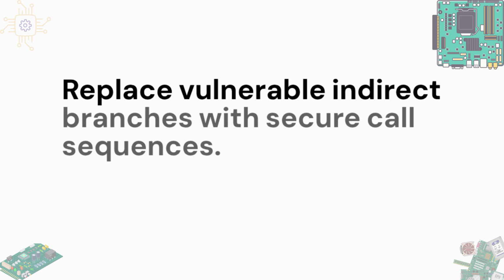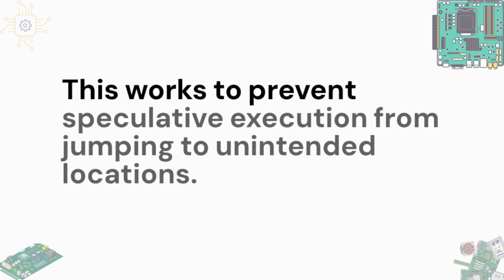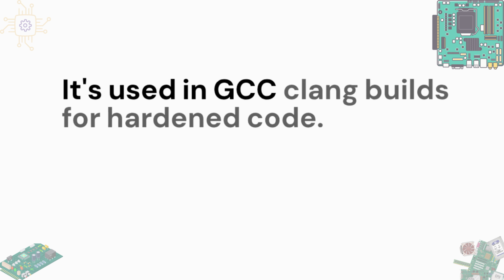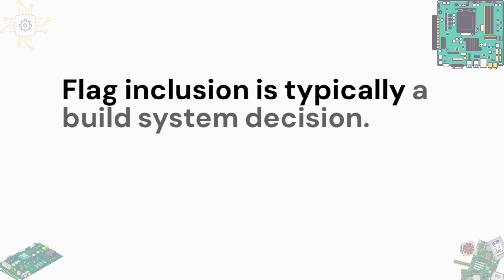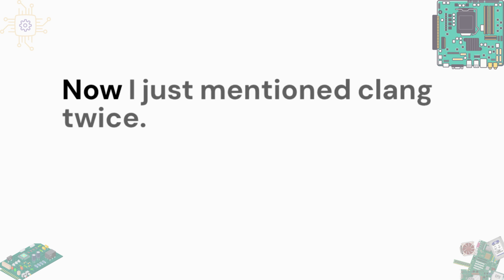Replace vulnerable indirect branches with secure call sequences. This works to prevent speculative execution from jumping to unintended locations. It's used in GCC and Clang builds for hardened code. Flag inclusion is typically a build system decision. Now, I just mentioned Clang twice.